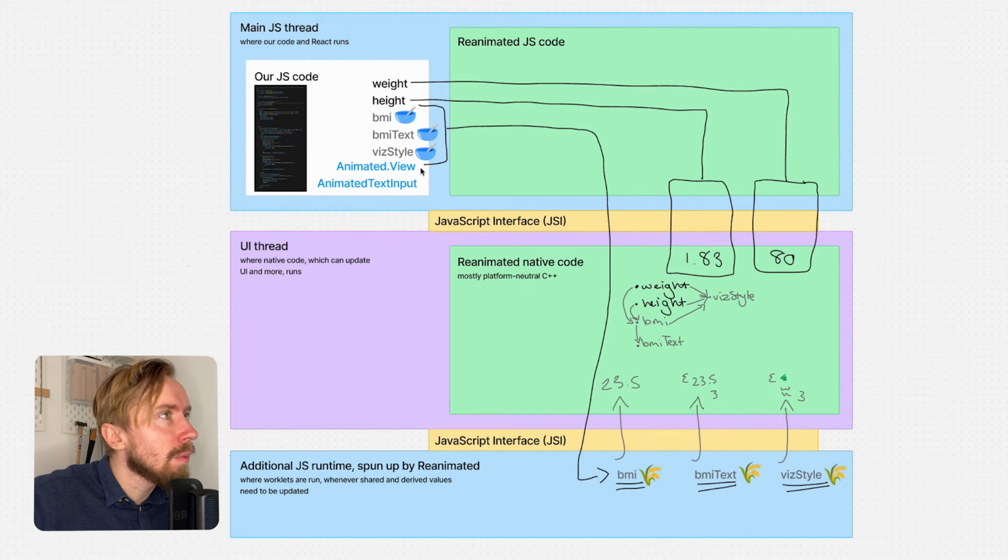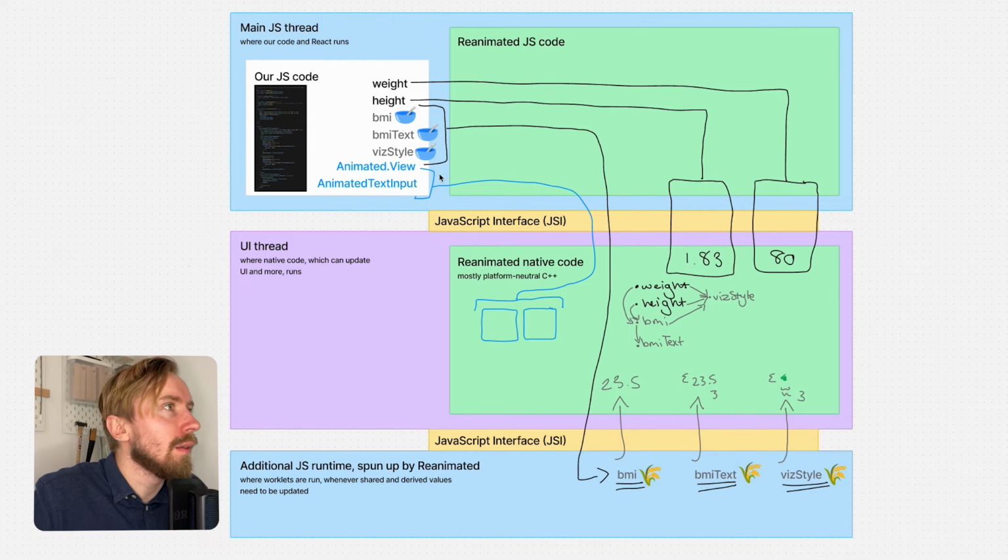And for that purpose, I want to bring our animated views over here to the UI thread. Now, of course, there are parts of the implementation of both of these that exist on the JS thread, but they ultimately boil down to native views. The key thing, and the reason why I'm bringing them over here, is that now that all these values are calculated, they can be applied to our animated elements without a round trip back to our JS code.